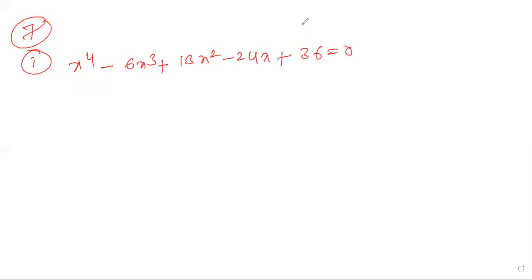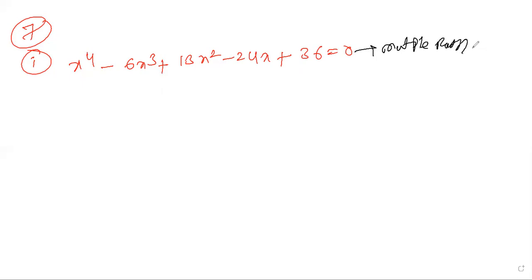The seventh question is like that only. Solve the equations given that they have multiple roots. Let us take the first question: x power 4 minus 6x cube plus 13x square minus 24x plus 36 is equal to 0. Let us say this equation has multiple roots. They are telling multiple roots.